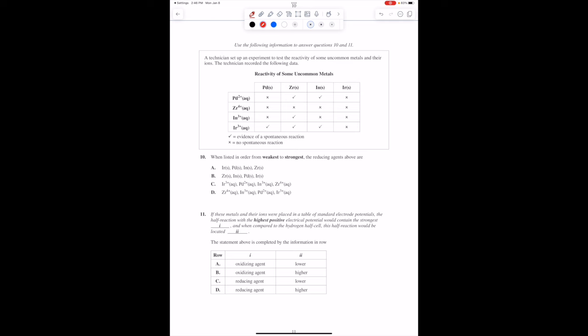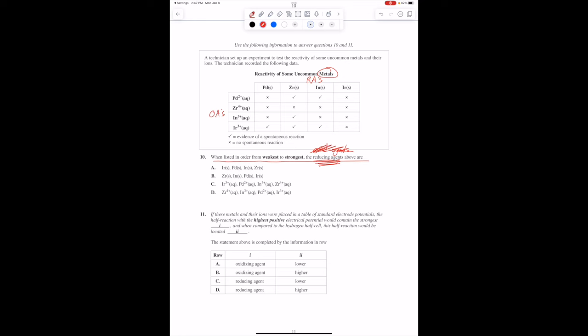Okay. Oh, yeah, I like these ones. When listed in order from weakest to strongest, the reducing agents are... Okay, so I automatically think, oh, they're trying to trick me, because usually these questions say oxidizing agents, but they didn't. This is reducing agents. So I quickly ask myself, okay, metal ions are usually OAs. Metal elements are usually RAs. They told me these are metals, okay? All right, so we're looking at the reducing agents.